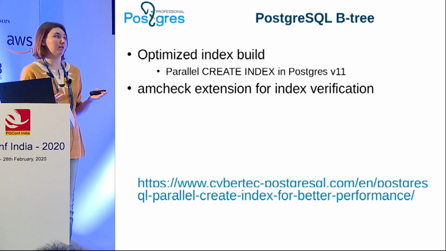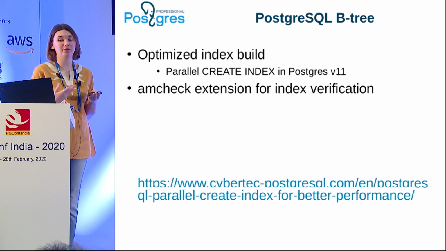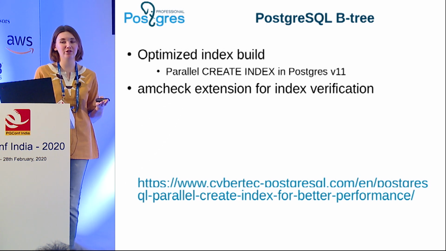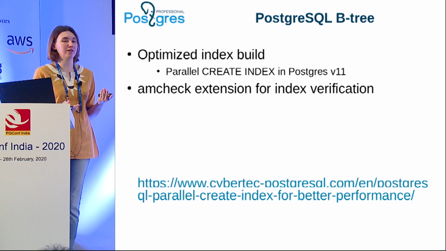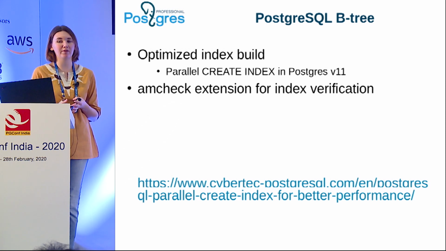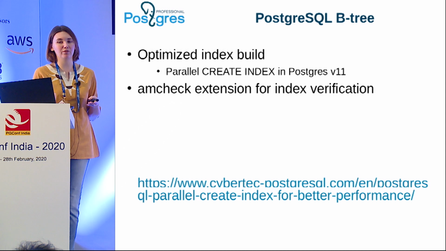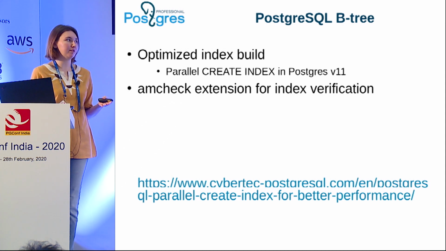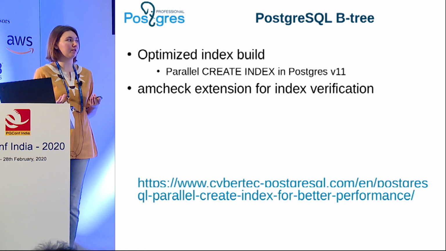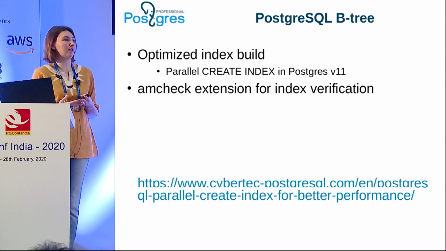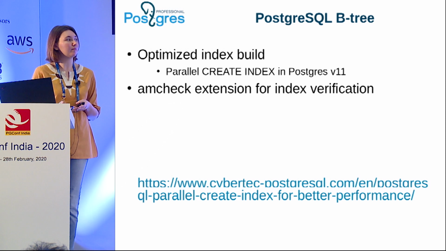Some more Postgres B-tree features that I simply have to mention somewhere. Since version 11, Postgres provides an ability to create indexes in parallel, which dramatically improves usability on large database deployments. So you can use multiple CPUs to create your index faster. This is currently only available for B-tree.